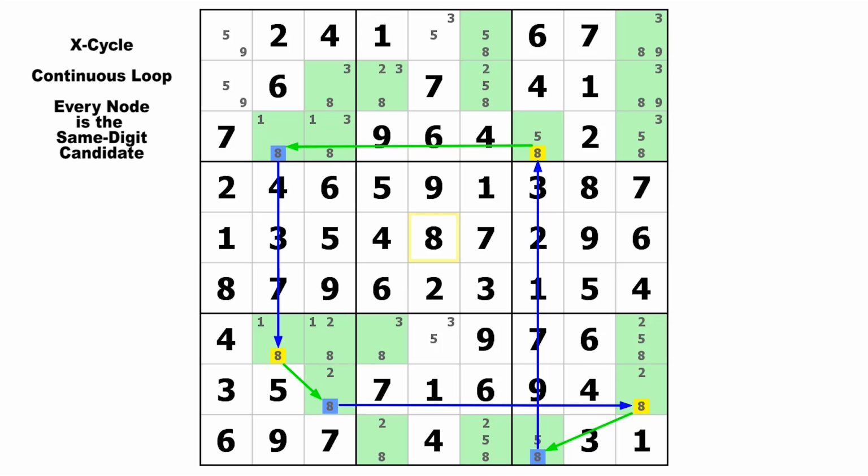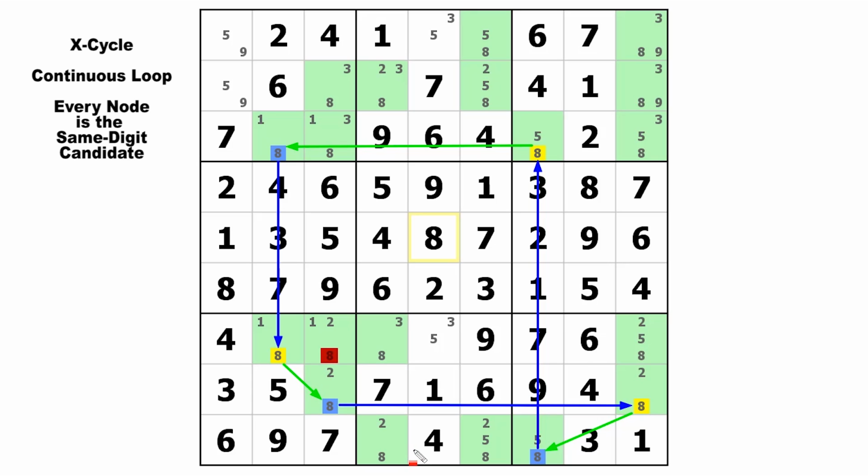So that means that the 2 candidates of each original weak link are now effectively a conjugate pair, which further means that we can eliminate any other same-digit candidate, here being 8, that can see both a blue 8 and a yellow 8 anywhere in the loop. So down here in block 7, this green weak link has now become a strong link, which means either that yellow 8 is true or the blue 8 is true, so we can eliminate this 8.